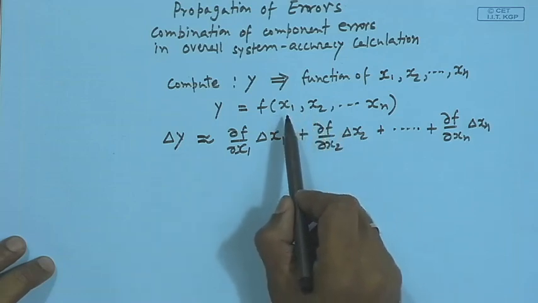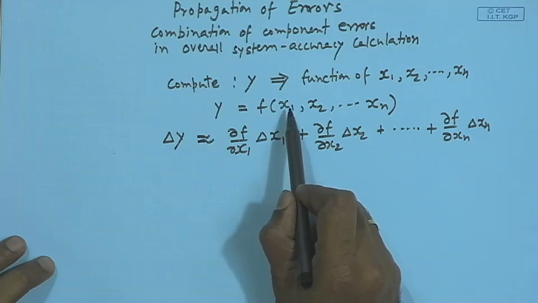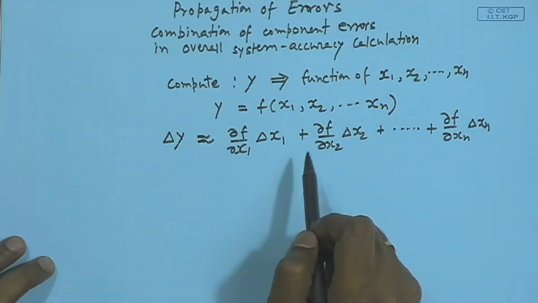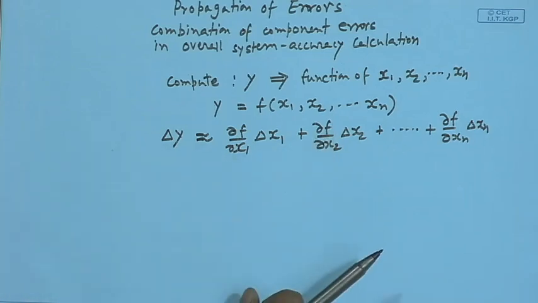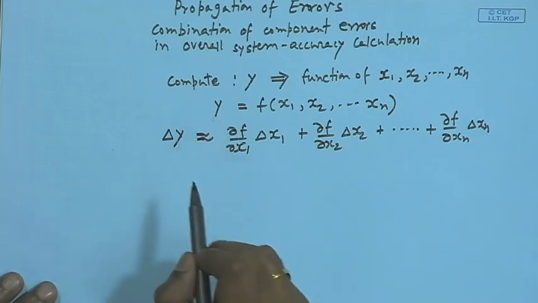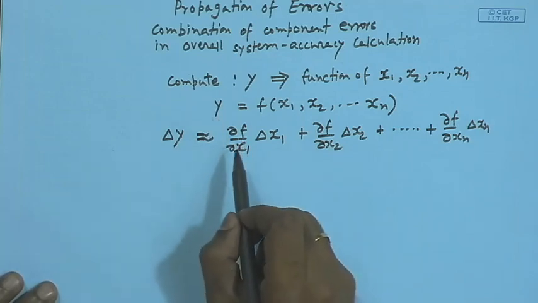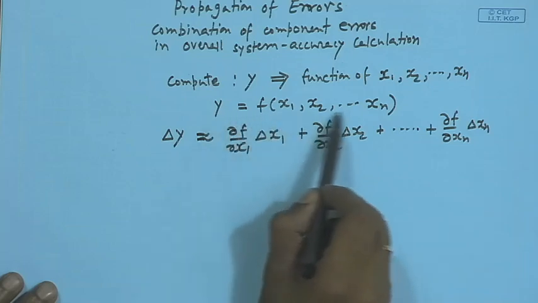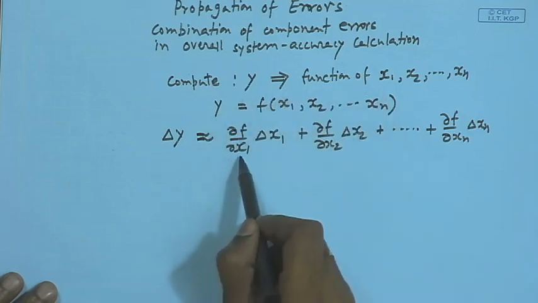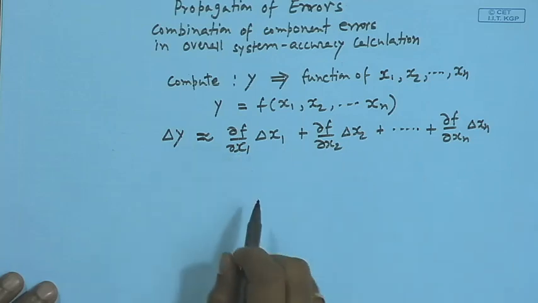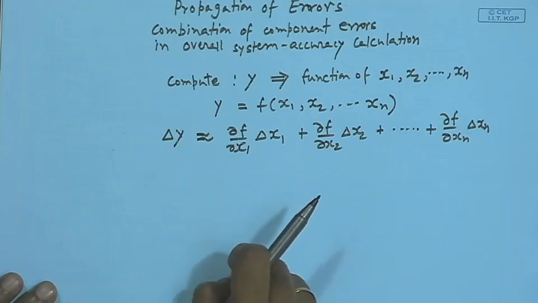So, if there are small changes in the independent variables x1, x2 up to xn around a given operating point, the corresponding change in y can be obtained from a Taylor series expansion of this function, which is written as this, where we have retained only the first order terms.